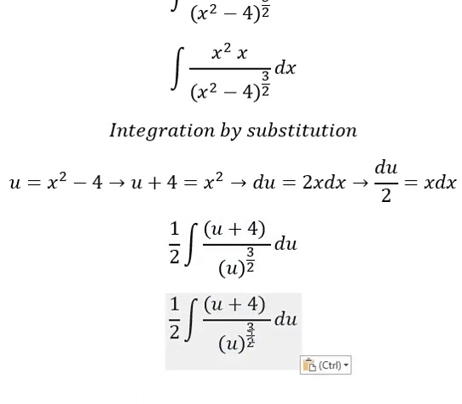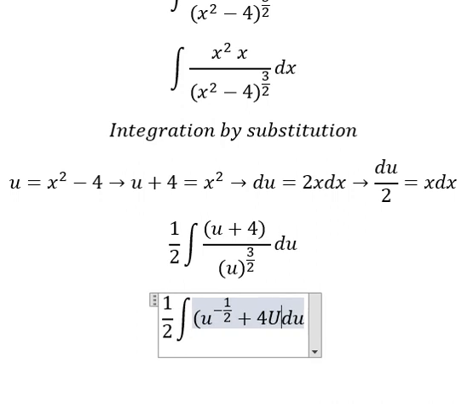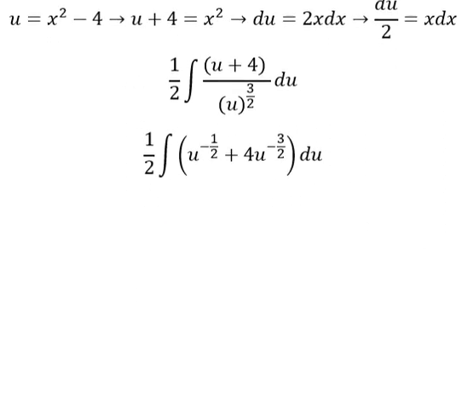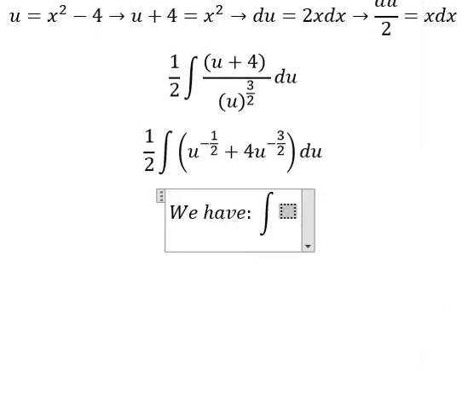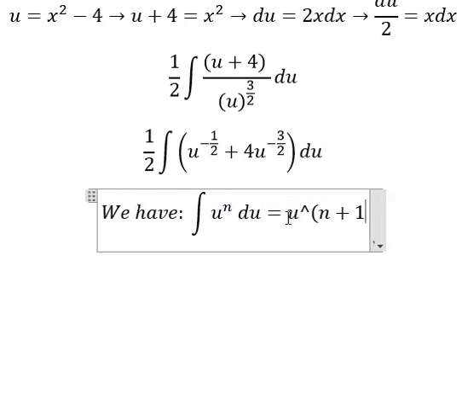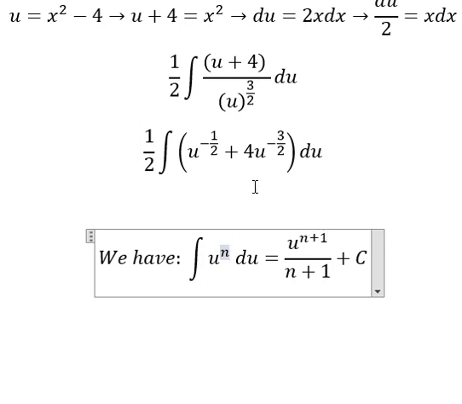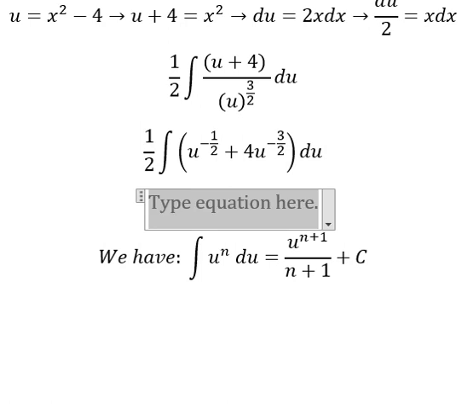So u divided by this one, that is u to the power of 1 minus 3 over 2. And this one we have negative 1 over 2. The next one is negative 3 over 2. So we have the formula in here. So we put negative 1 over 2 here. Negative 1 over 2 plus 1, we have positive 1 over 2. This one gone here and we have negative 1 over 2. And now we have the final answer.